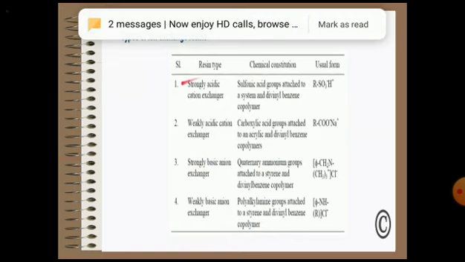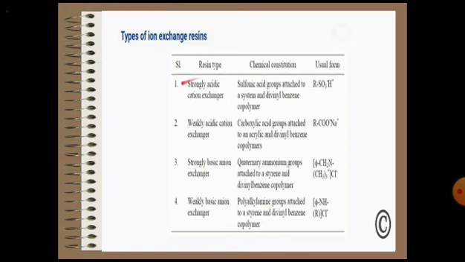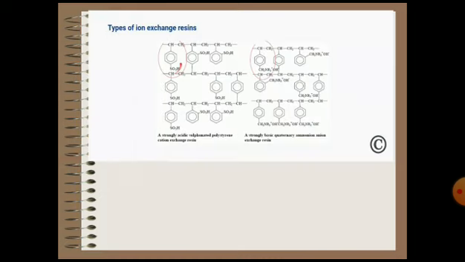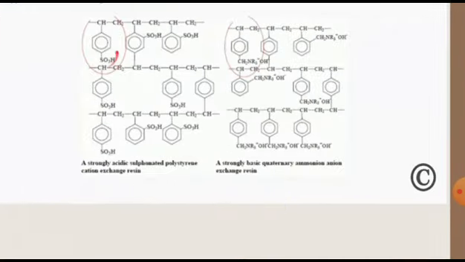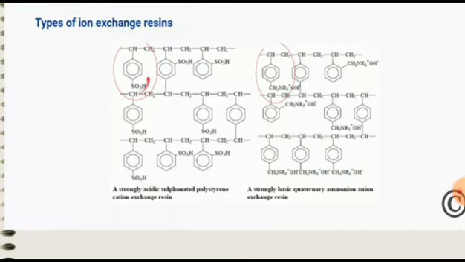Under cationic, depending upon acidic nature, you will find strongly and weakly acidic. Under the anionic, again you will get strongly basic and weakly basic. So these are the types. These are the structures you can observe. Here you can observe the SO3H group, which is nothing but the sulfonic acid group. So that is a strongly acidic cationic exchange resin.